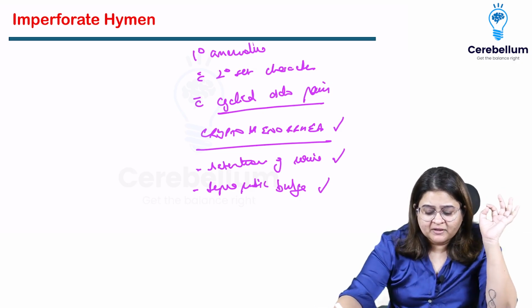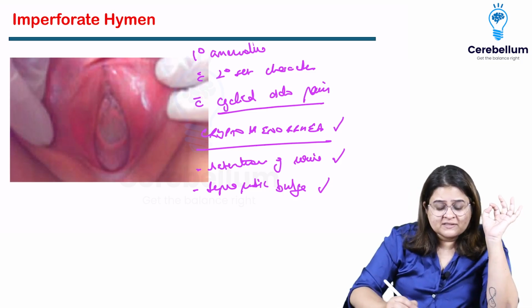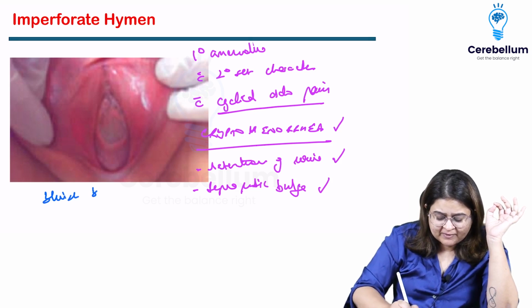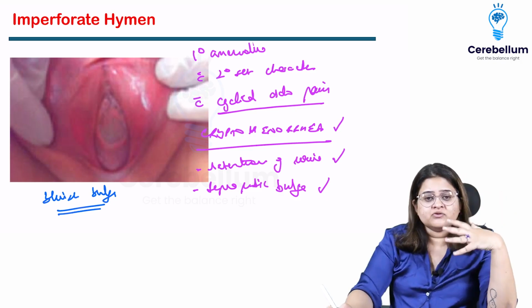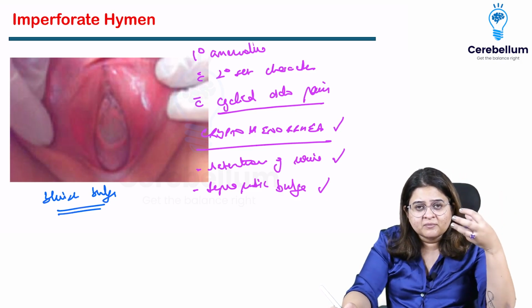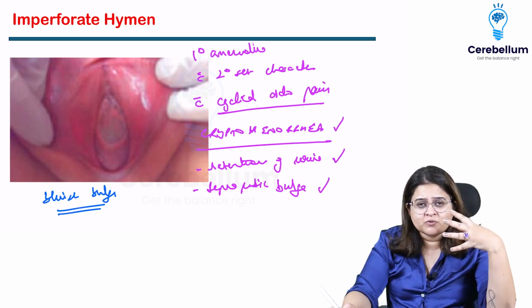And when you examine her, what will you find? You'll see this typical picture. This is the bluish bulge, because the hymen is a very thin structure. So you'll see this bluish bulge. Why blue? Because of the accumulated blood in the vagina, or hematocolpos, which you see.